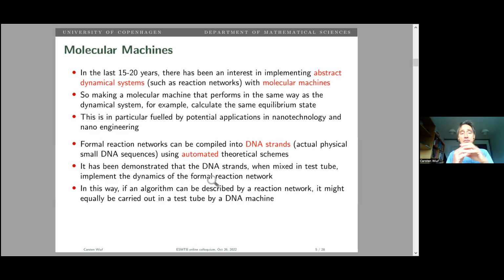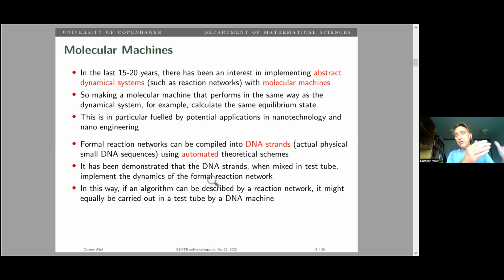And there's some reason to this. It has been demonstrated that formal reaction networks or abstract reaction networks can be compiled into a system of DNA strands, meaning actual physical DNA strands, by purely automated or theoretical means. And it has been demonstrated that these DNA strands, after compiling, if you mix them in a test tube, implement the dynamics of the formal reaction network.